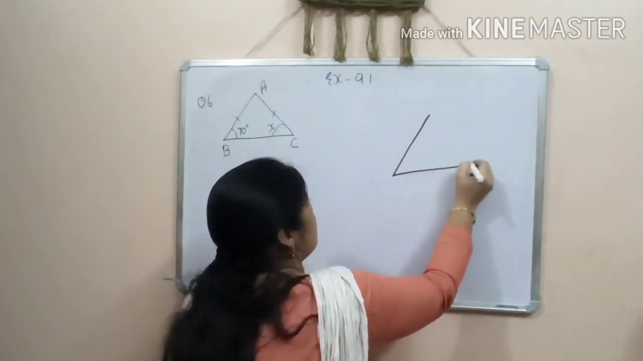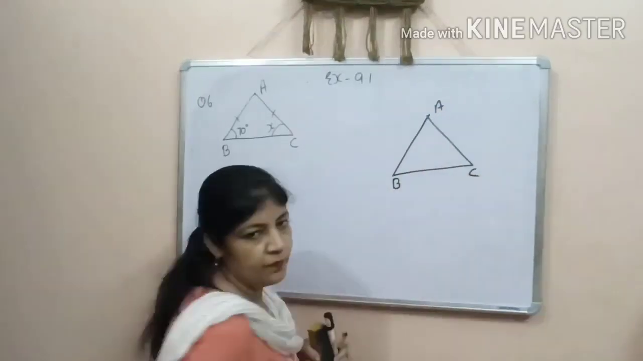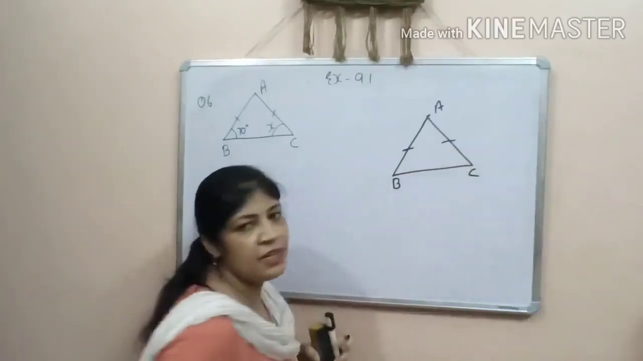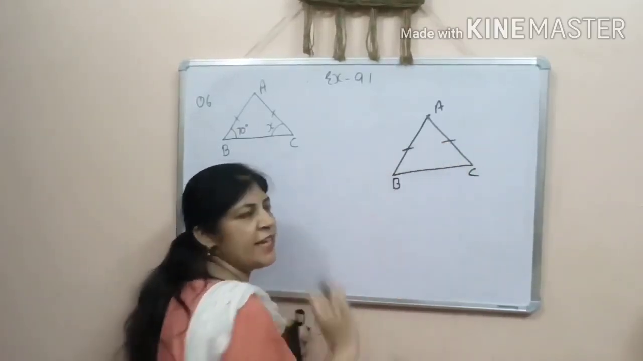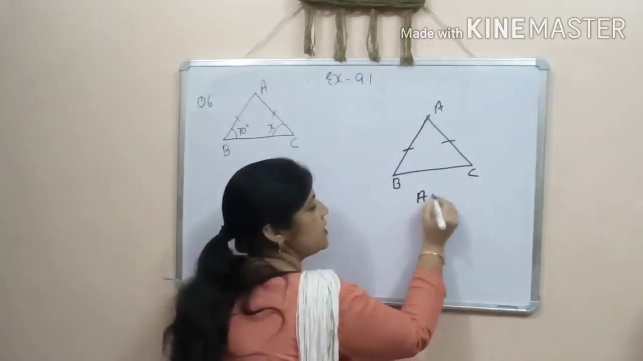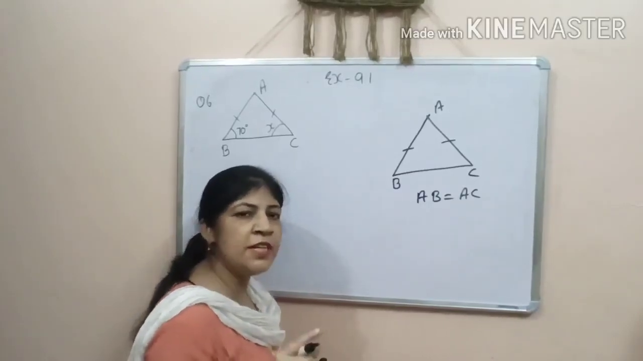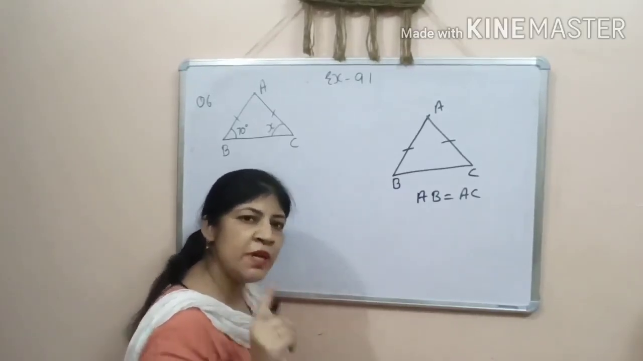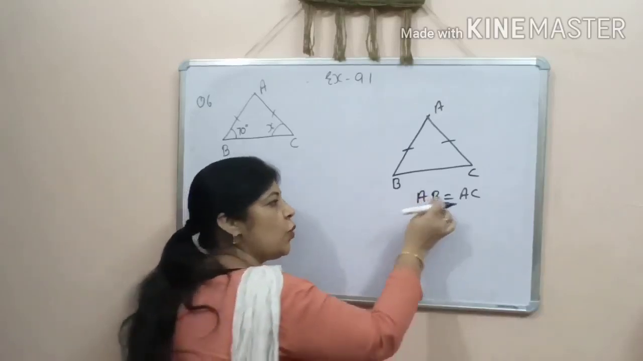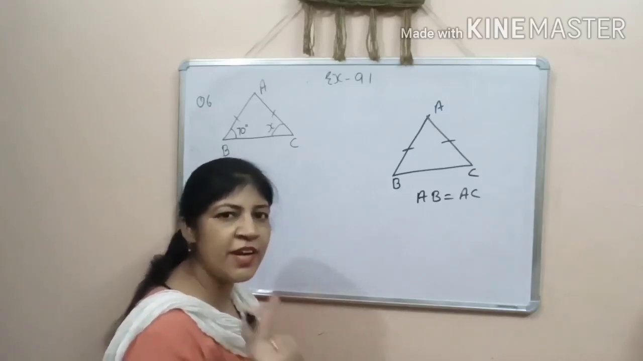You know very well, this is a triangle ABC. If two sides of a triangle are equal, this symbol shows that side AB is equal to AC. If AB is equal to AC, then their opposite angles will also be equal. Means angles opposite to equal sides are also equal. This is one of the properties of a triangle.